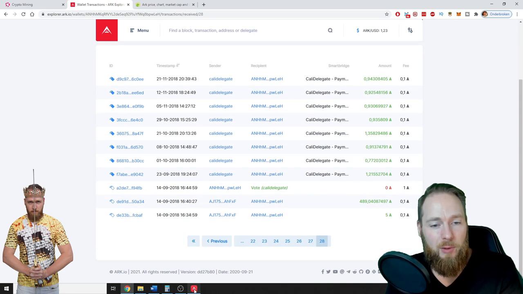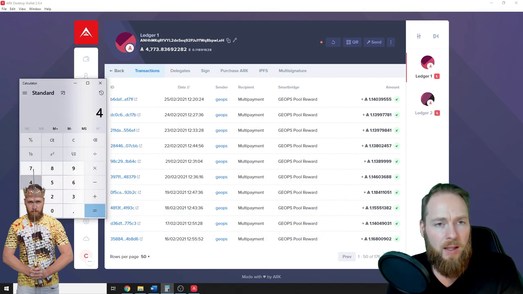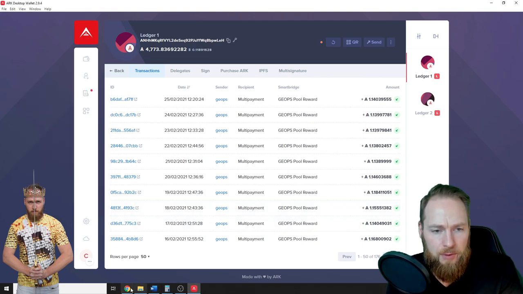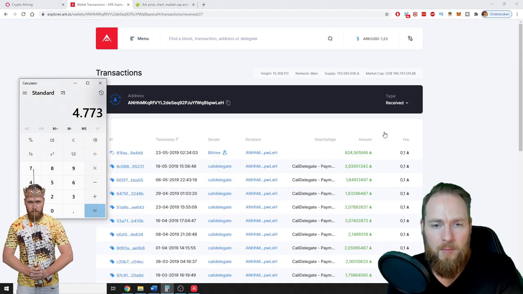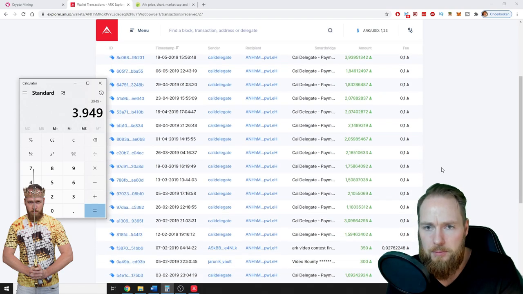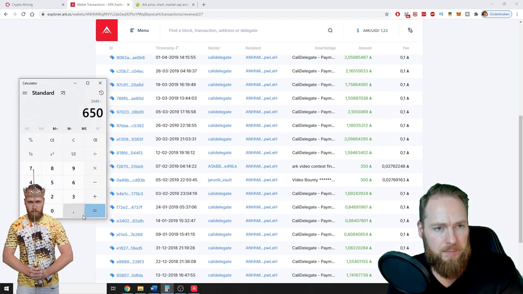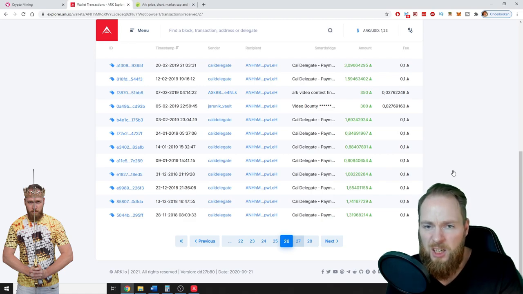So the total amount is 4,773. Minus, I have a few transactions that I have to deduct. Like this one, for example. I bought some more ARKs then. 824 minus 650. Minus, I didn't buy that much ARK after.